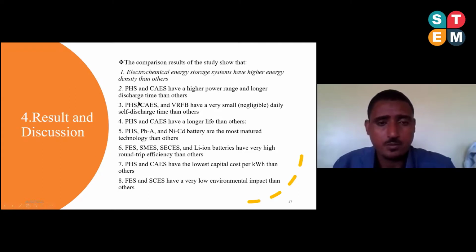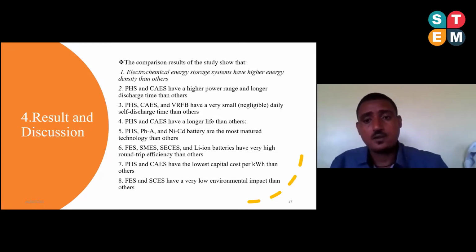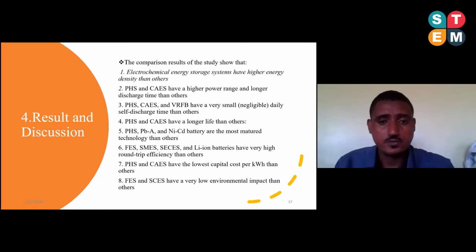The second one is the pumped hydro storage and compressed air energy storage have higher power range and longer discharge time than others. I already discussed this. The third point in the summarization is the pumped hydro storage and compressed air energy and the flow battery types have a very small or negligible daily self-discharge than others. And the fourth one, pumped hydro storage and compressed air energy storage have longer life than others.